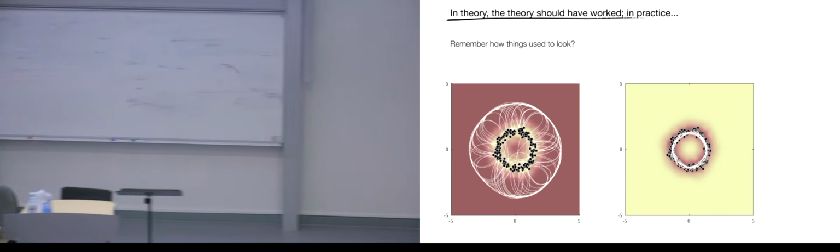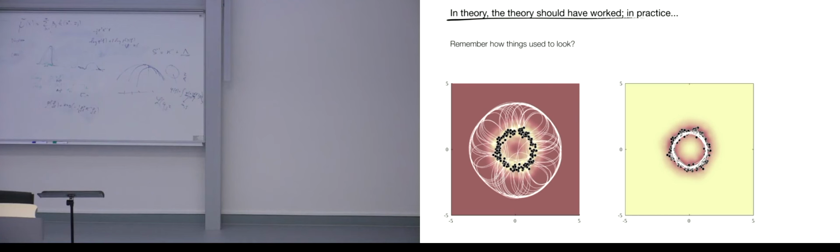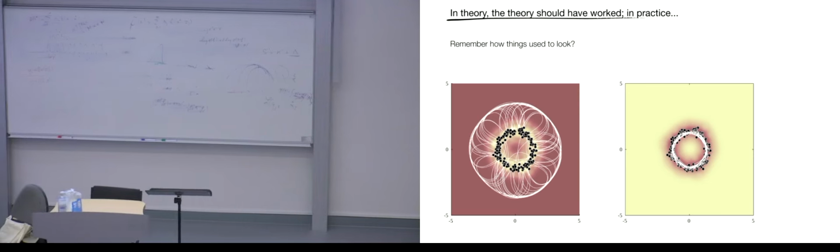And I didn't cheat here. This isn't some hand-tuned parameter setting. This is what naturally pops out. You see that geodesics, shortest paths, immediately start to follow circular arcs or near circular arcs. And you also see that basically the metric becomes large outside the data support.